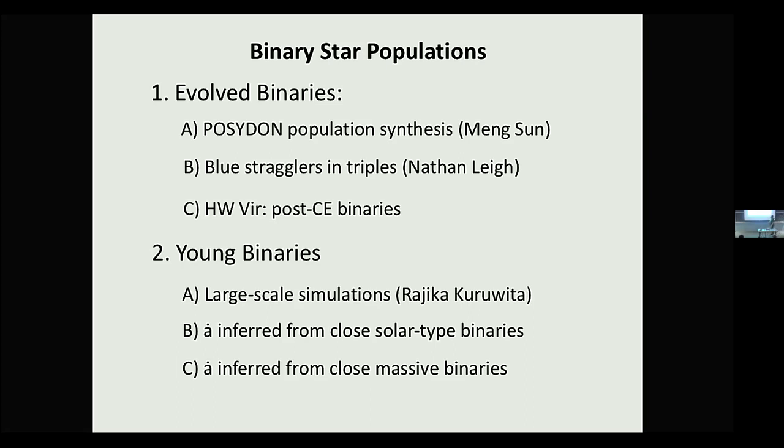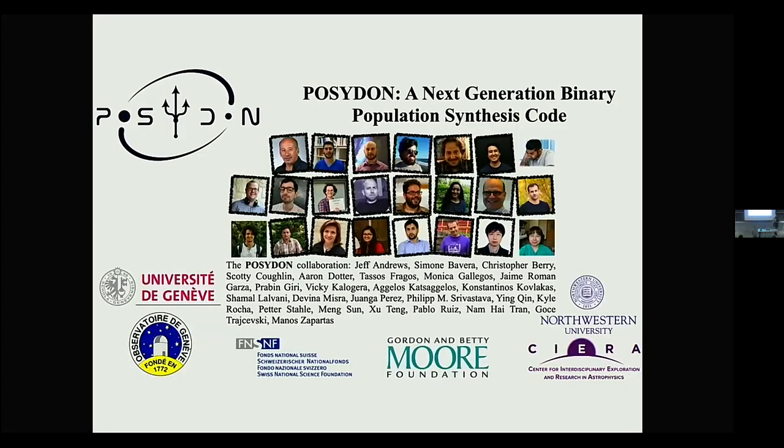There we go. We've talked about common envelope evolution, but I want to show some actual post-common envelope binaries, and then we'll come back to our younger binary systems. Ming, Sung, can you talk about your Poseidon population synthesis?